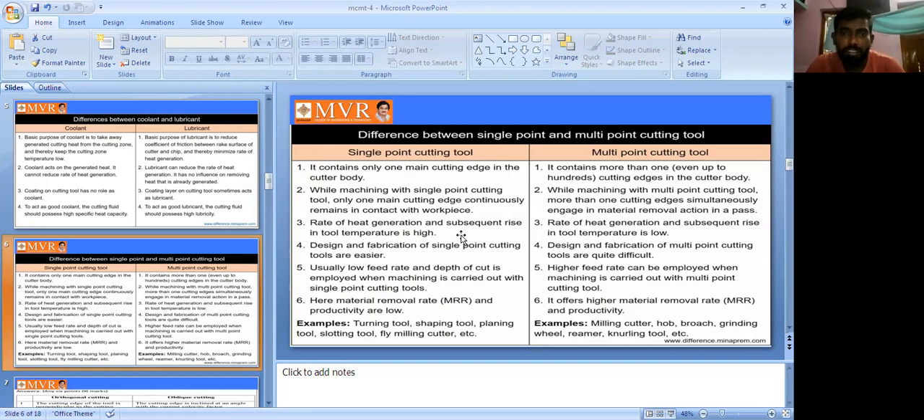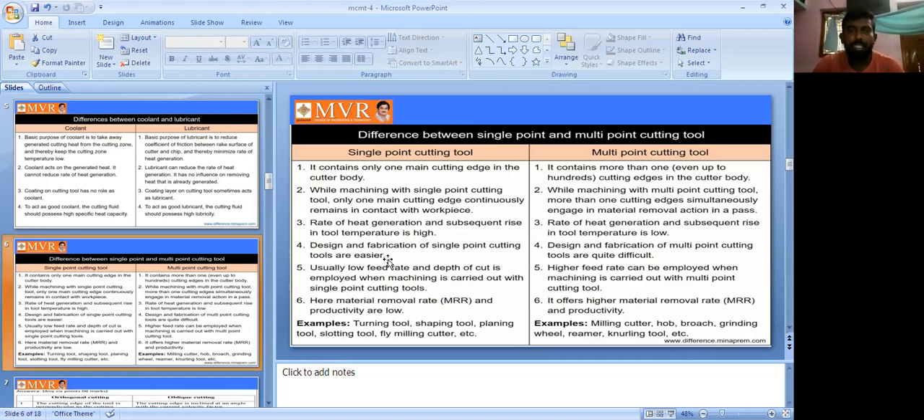In a multi-point cutting tool, the rate of heat generation and the subsequent rise in tool temperature is high, so heat generation is more. In a single point cutting tool, the rate of heat generation and the subsequent rise in tool temperature is low. So the temperature is low in the single point cutting tool and high in the multi-point cutting tool.